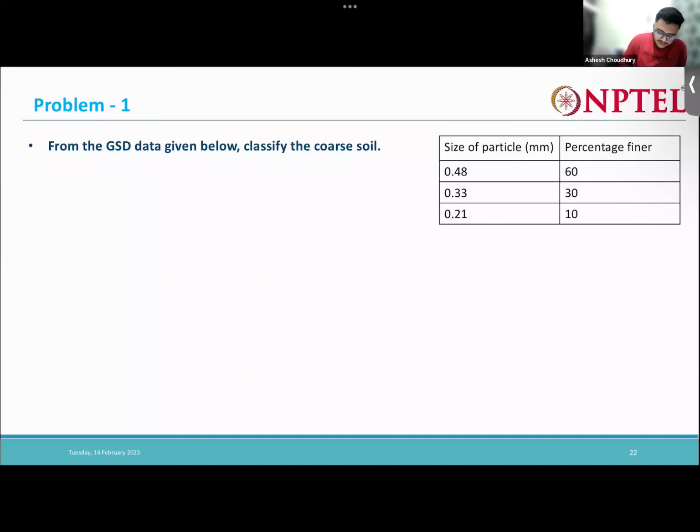So the first problem is, from the grain size distribution data given below, classify the coarse soil. So first thing that is mentioned is that our soil is coarse soil. That means the soil is either sand or it is gravel. Also some information is given in this table. I request you to please try and solve it. It's very easy, so you can easily solve it, or at least tell me what the steps are.